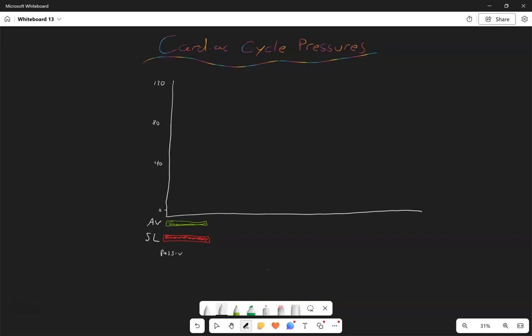So we have passive filling. And then what's going to happen after passive filling? We get atrial contraction and we get our active filling. So what's happening during all of that? All of these stay the same. So we'll just extend this so that it lines up a little bit, like so.